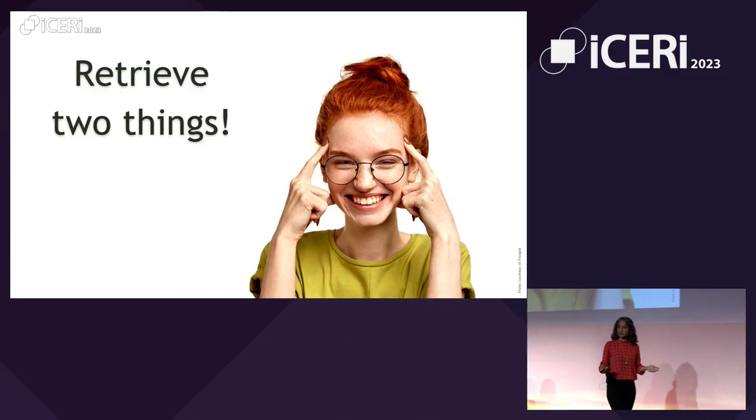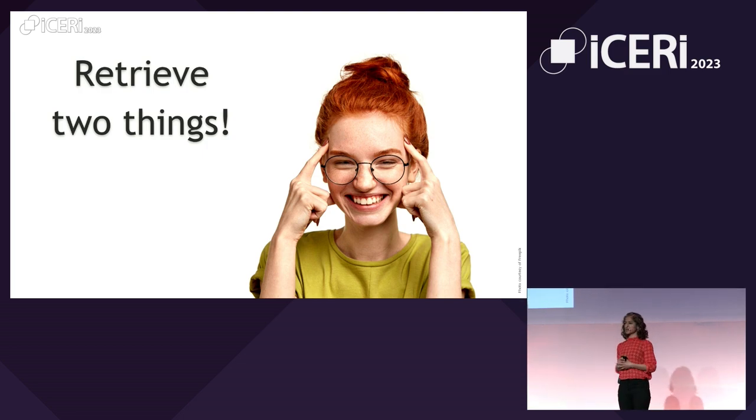A more simple approach that I'm a big fan of is what I call two things. It could be three things, it could be four things, but it's simply a little bit more specific. Retrieve two things you remember from yesterday, retrieve two things you remember about mitosis and meiosis, retrieve two things you remember from math class. That's it. Just retrieving two things. So I often ask my students, what's one thing you remember from last week? What's the second thing you remember from last week?